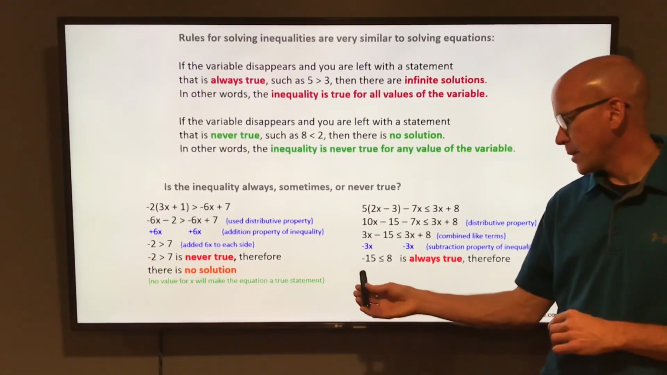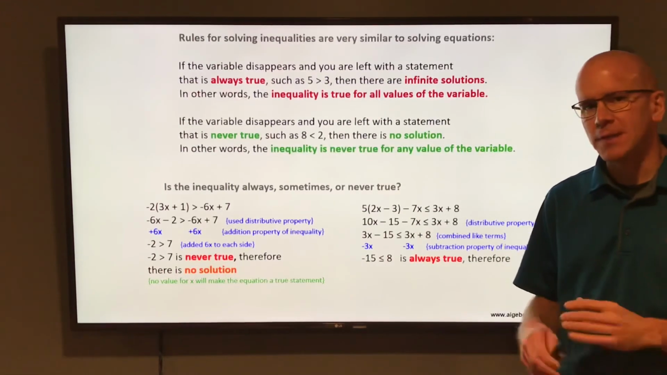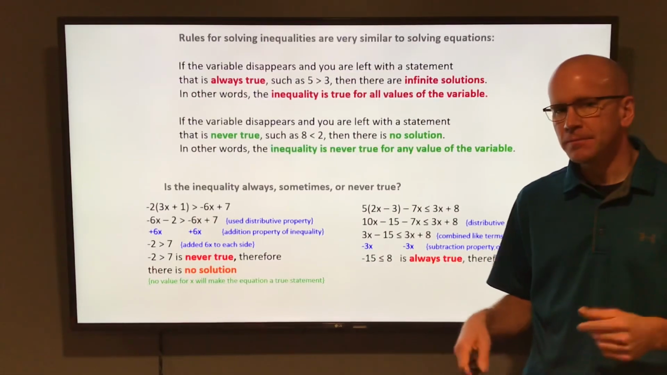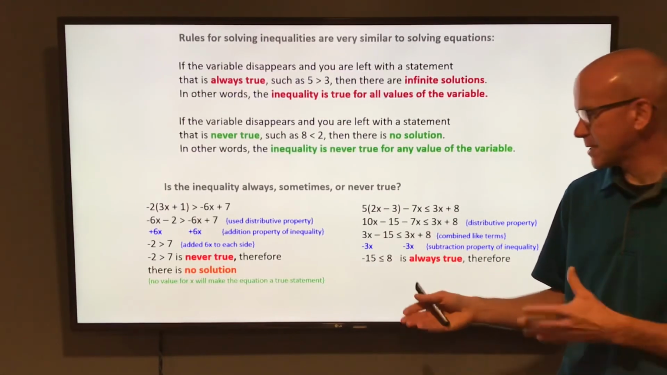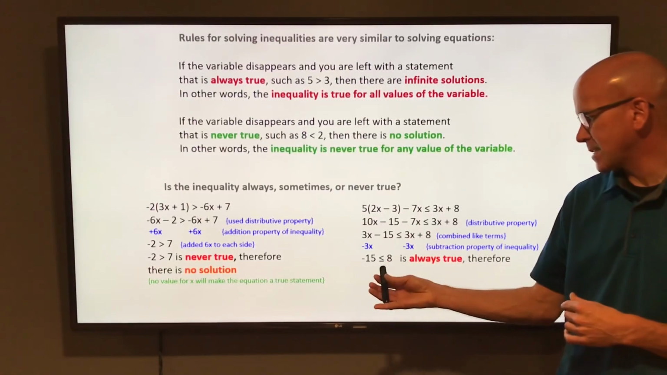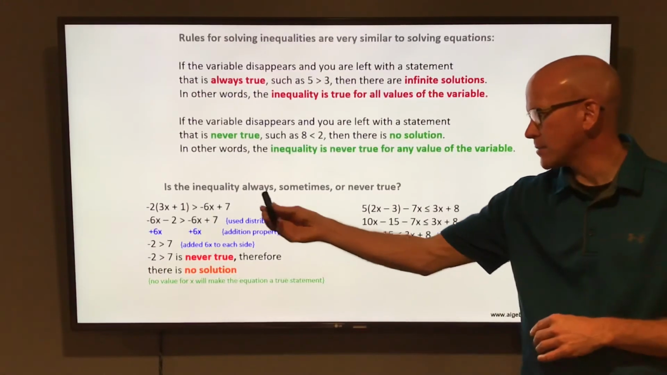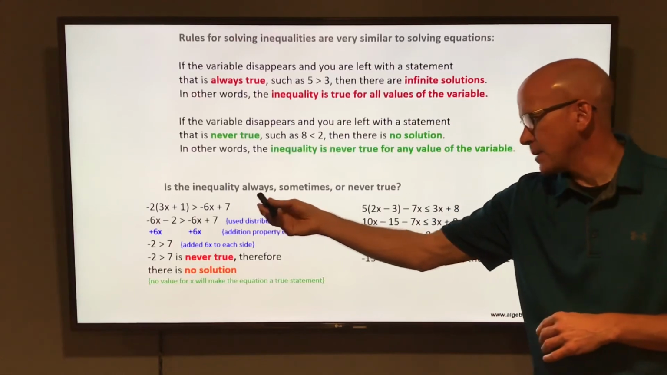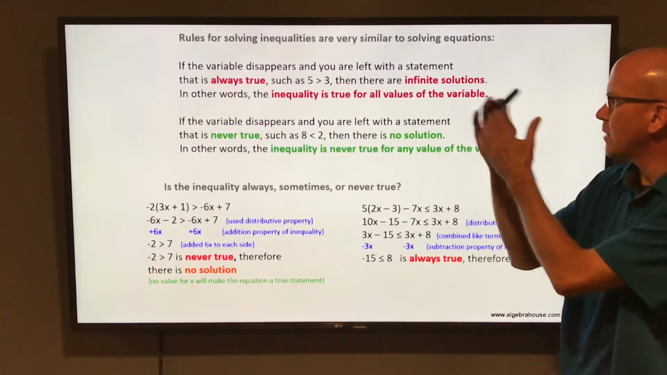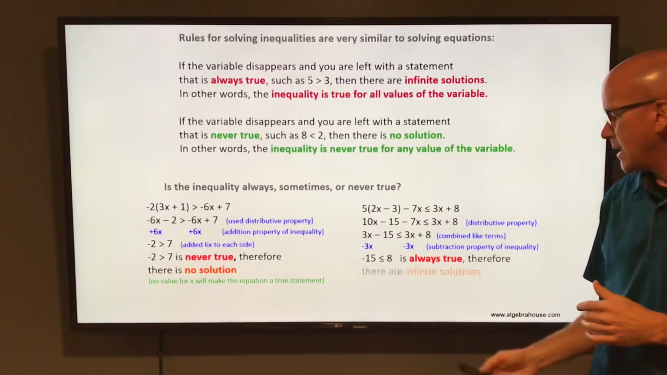So the variable disappeared. Don't panic. Just decide, is that true or false? Is negative 15 less than or equal to 8? When negative 15 is less than 8, it doesn't have to be both. It can't be both. It's not less than and equal to. It's less than or equal to. So negative 15 is less than 8. That's a statement that is always true. And since that's always true, to answer this question, is it always, sometimes, or never true? It is always true, but to talk about this up here, if it's always true, that means there are infinite solutions.